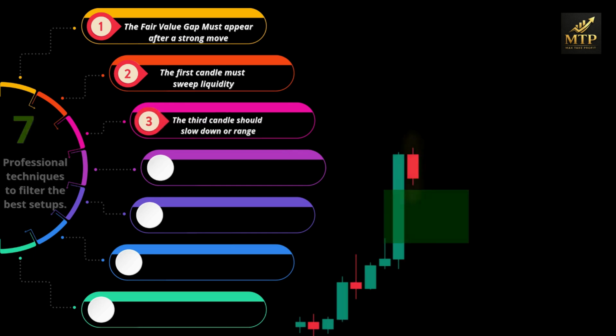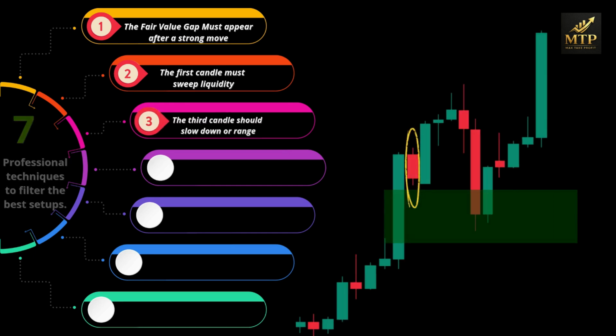3. The third candle should slow down or range. A fair value gap is formed by 3 candles. When the third candle slows down, consolidates, or ranges after the strong impulse, it often shows the market is preparing a retracement. In this case, there is a strong probability that price will return to test the fair value gap.